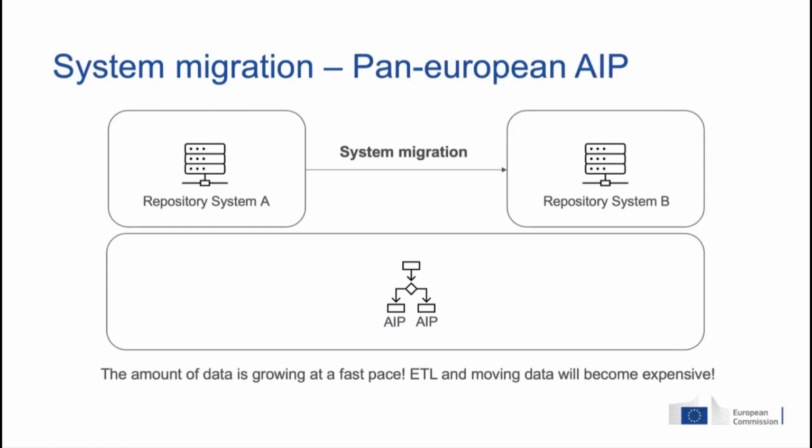So the vision here is that you have AIPs and you could put the other system on top of it. Because if the system is able to interpret the AIPs, it could actually treat the AIPs as zips in this sense. And I say here, the amount of data is growing at a fast pace. So ETL, that means extraction, transformation, load, things that you would need to do if you do these migrations, will become very expensive in the future because we will have much more data. And that's why leaving the data where it is is something that should be possible, so that you can read the data from the system directly.